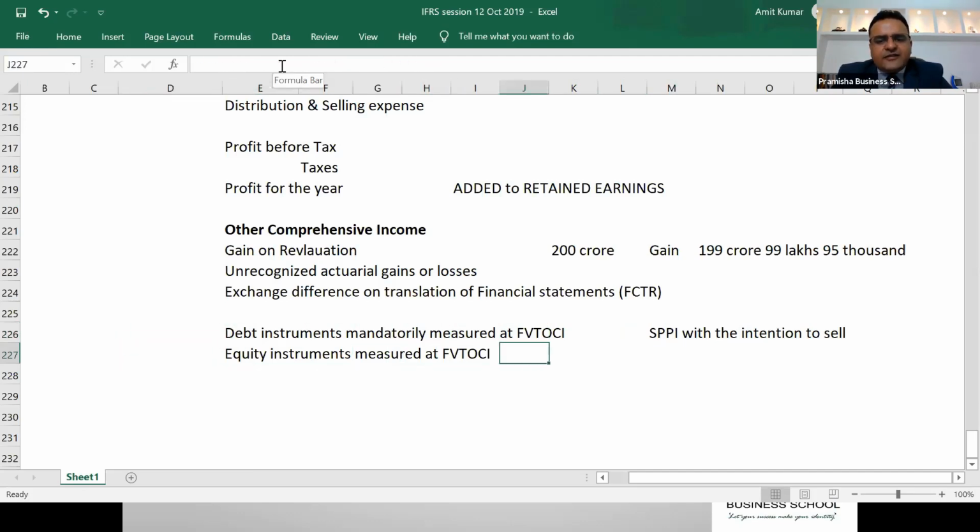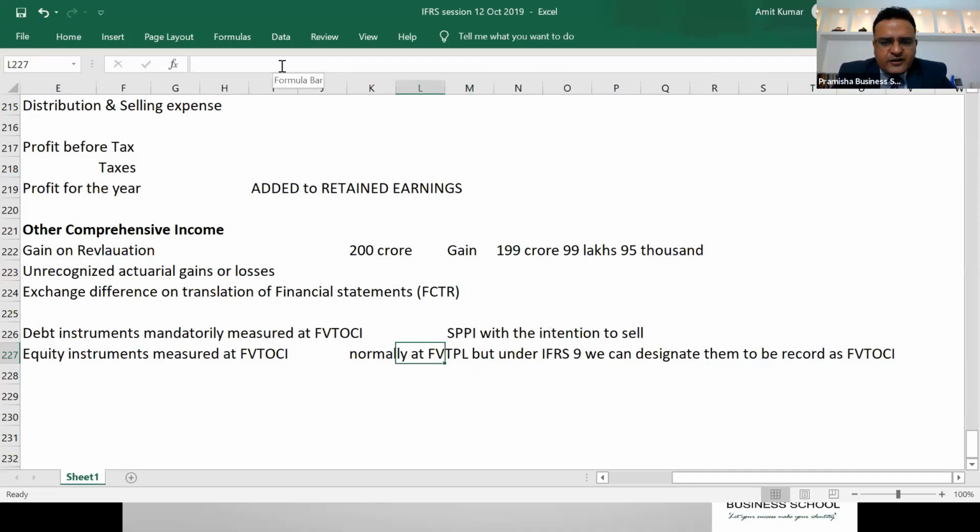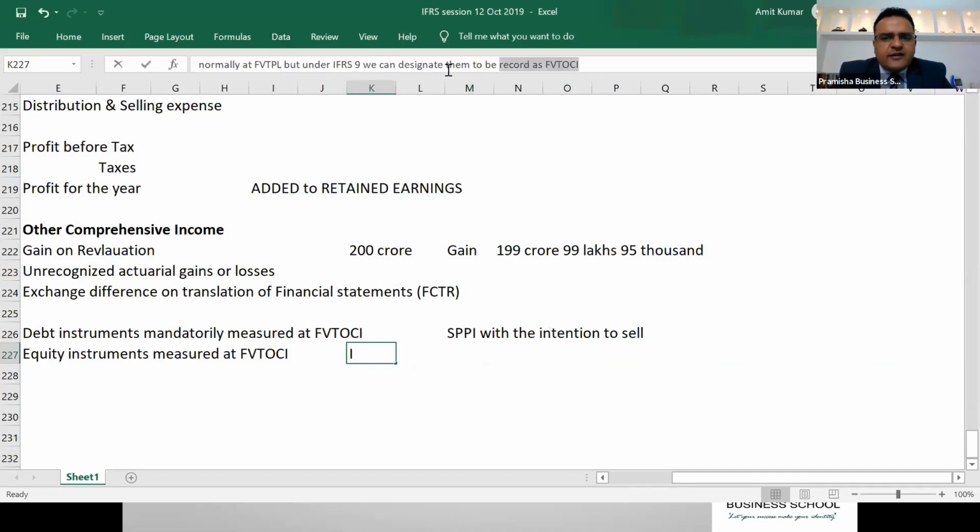Equity instruments are normally measured at fair value, normally at fair value through P&L. But under IFRS 9, we can designate them to be recorded as a fair value through OCI item. If we plan to hold this investment for a longer period of time, we have a choice that we can designate it as fair value through OCI.